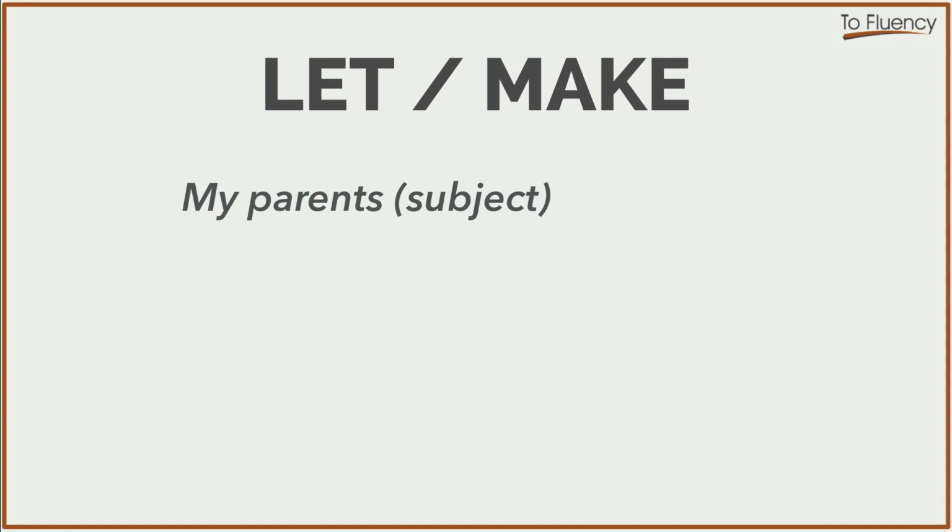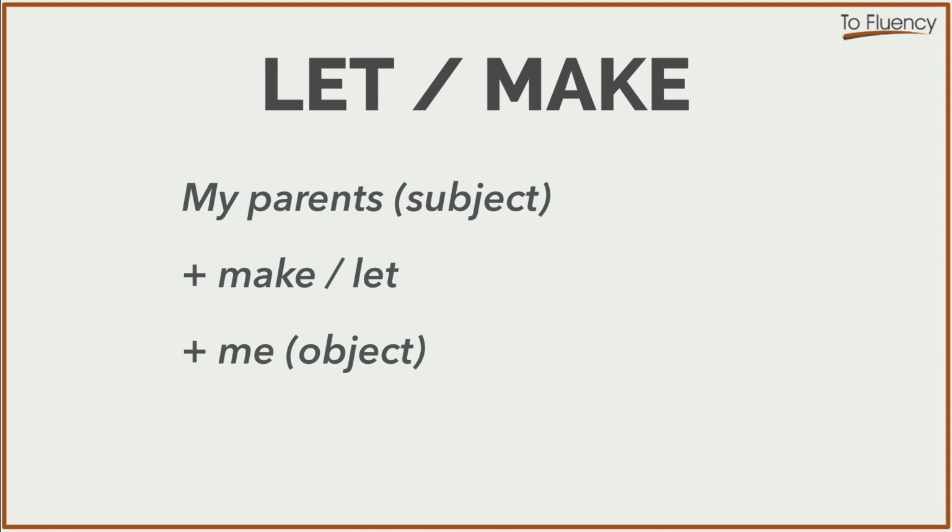We start with a subject in most cases. So I gave two examples using my parents. And then we just use make or let, okay? My parents made, my parents let. And then we use the object. My parents made me, my parents let me. I made you, I let you.